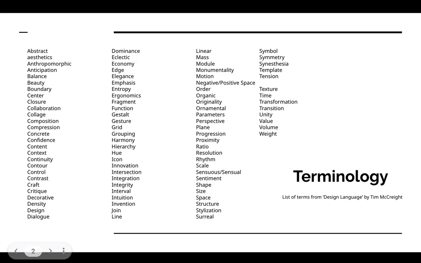So to start off, I've used this list from the book List of Terms from Design Language by Tim McCreight. This is just a small list of art vocabulary, but I like it because it has some words that are out of the norm when it comes to design language, such as confidence. We don't normally think of this as a term for art or design, but there are reasons for both that we would use this word. Another one might be intuition. How can a photo convey this meaning with just one image?